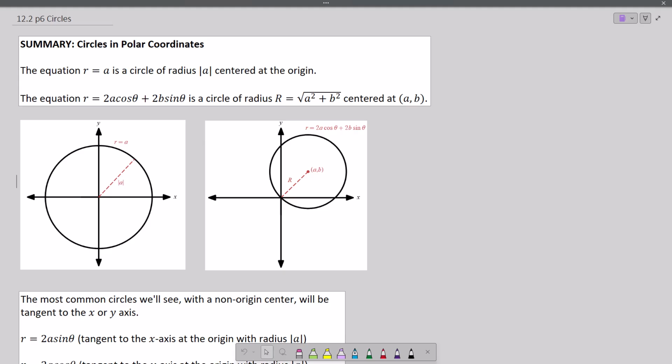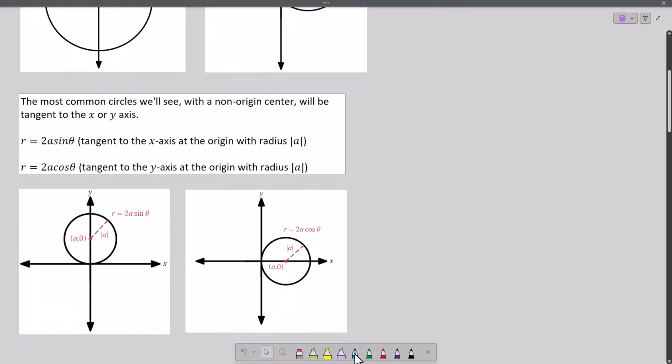Well, the general equation for a circle is this right here. And we aren't going to do the general circles. We're going to look at a subset of those to kind of keep it a little bit simpler. We're going to look at either r equals just 2a cosine theta. So in other words, the b is 0. Or we're going to look at r equals 2b sine theta, so the a is 0. And what that leads to is the following.